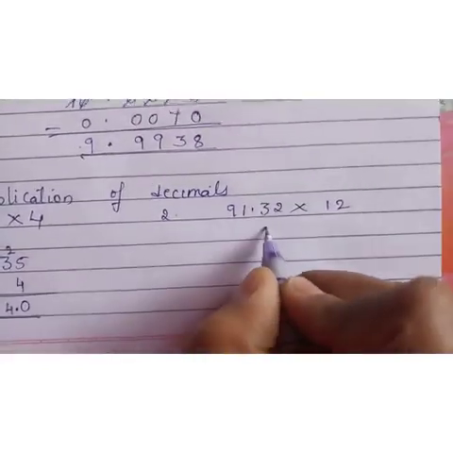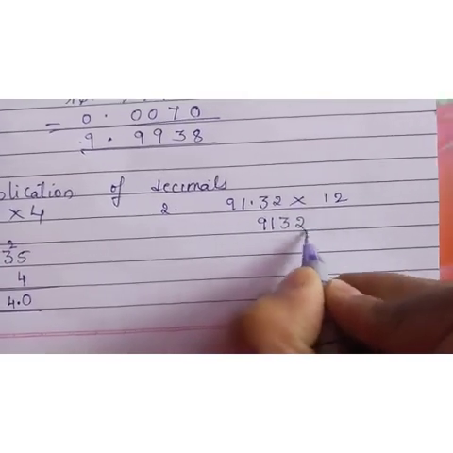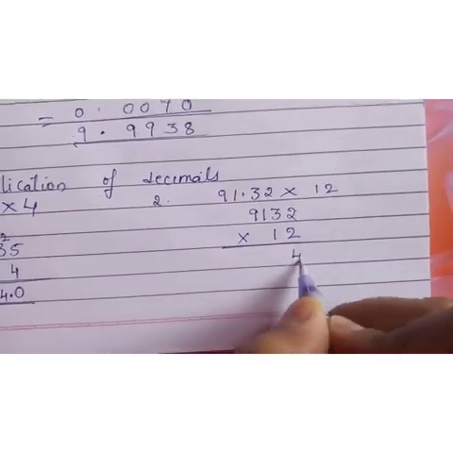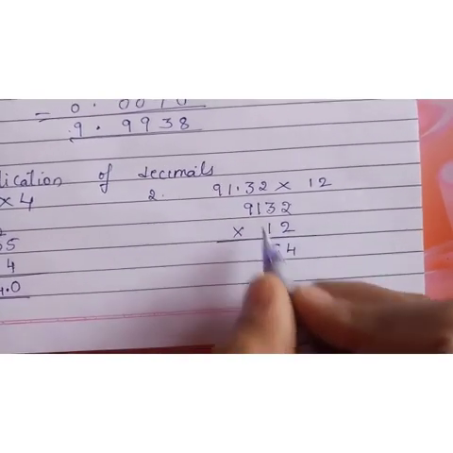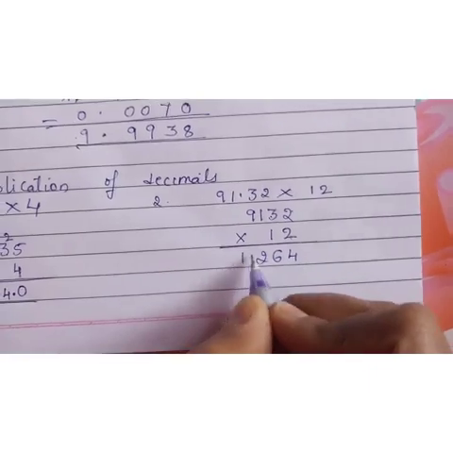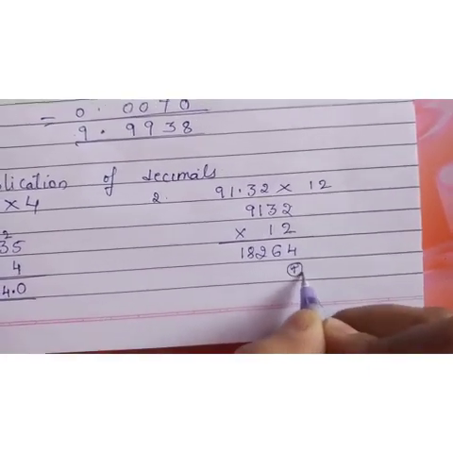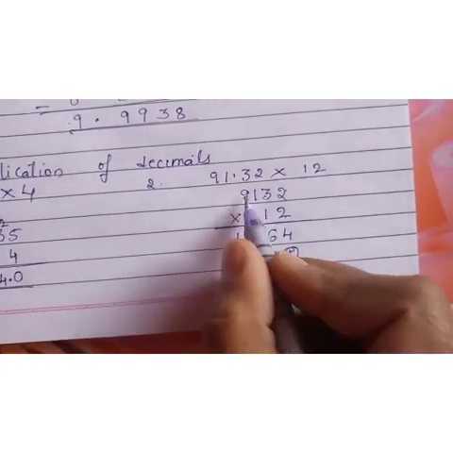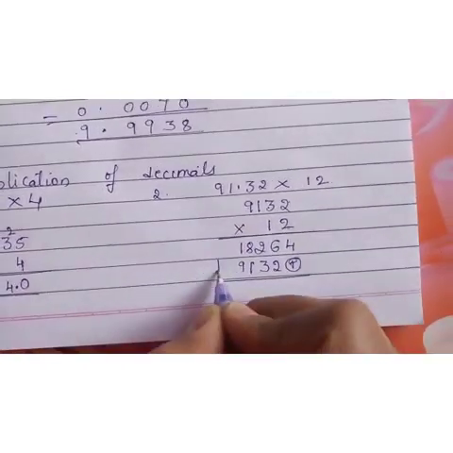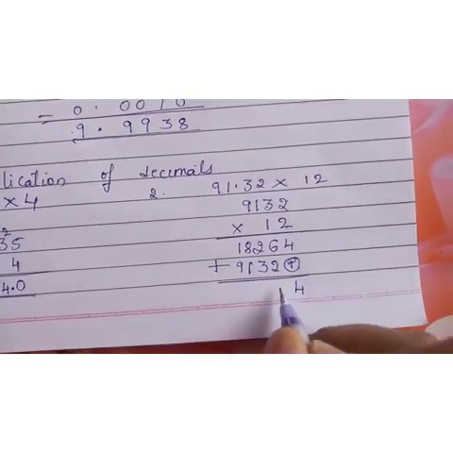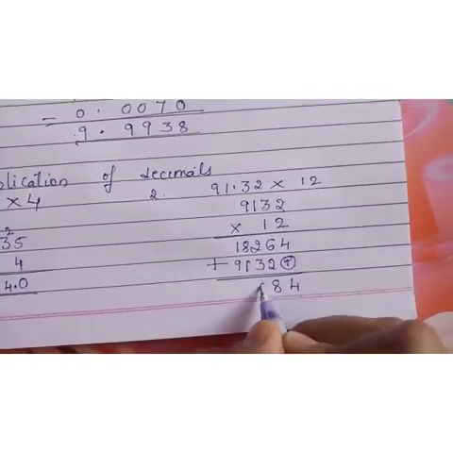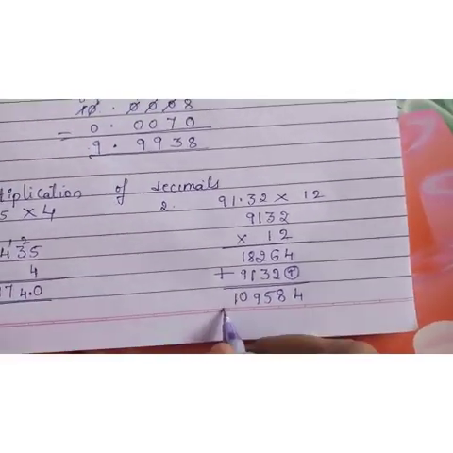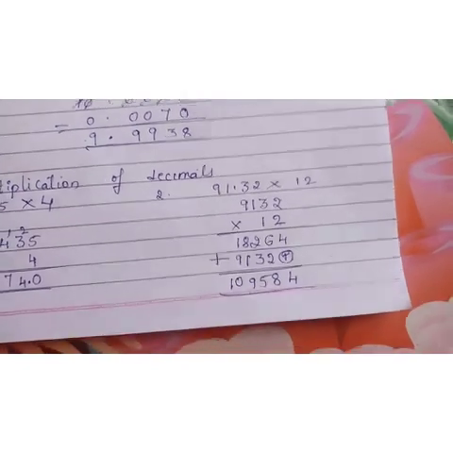91.32 into 12. Again, write the number as it is but without decimal. Now, multiply. 2 2s are 4, 2 3s are 6, 2 1s are 2, 2 9s are 18. Next, 1 2s are 2, 1 3s are 3, 1 1s are 1, 1 9s are 9. Now, add this. 4, 6 plus 2 is 8, 2 plus 3 is 5, 8 plus 1 is 9 and 9 plus 1 is 10. Now we got the answer this.